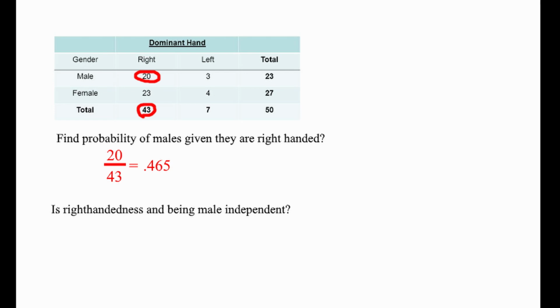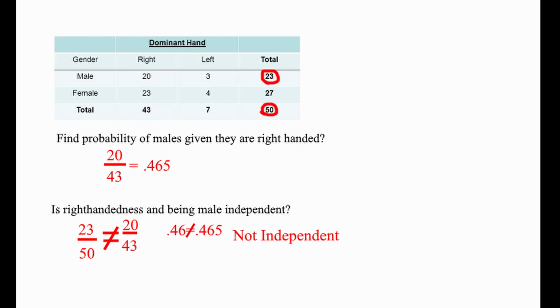Now let's imagine that we want to find if being right-handed and being male are independent. Independent just means that they are not related, and the probability would have no effect on each other. In order to do this, we merely take the probability of being male, which is males over the total sample, and compare it to our probability of being male given that they are right-handed. In this case, 23 over 50, or 0.46, is not equal to the 20 over 43, or 0.465. Therefore, we can conclude that there is an association and that they are not independent.